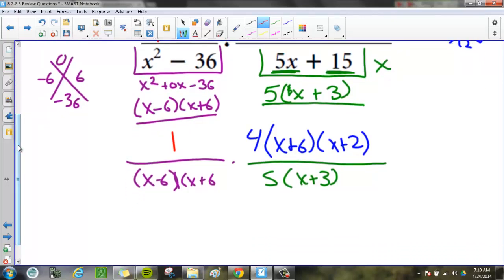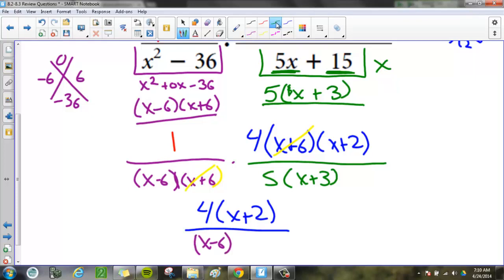Okay, so now cancel top and bottom. Don't worry about this one, it's just a placeholder. We'll just ignore that at the end. Okay, so I got an x plus 6, cancels this x plus 6 out. That's it. That's all we got. Okay, so what do I have left on top? 4x plus 2. And then we have an x minus 6.